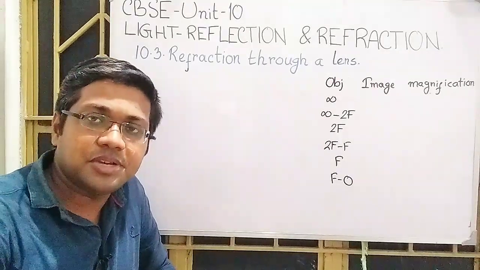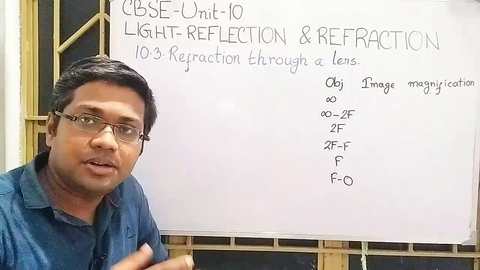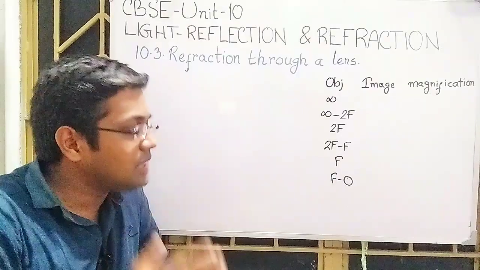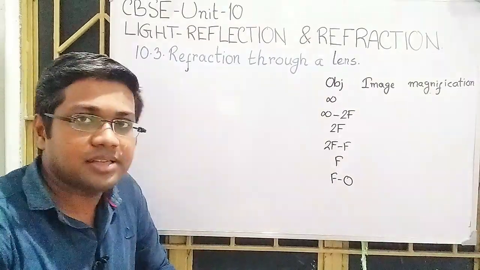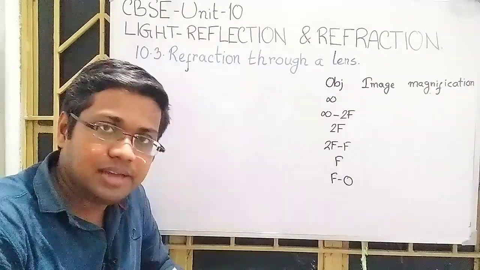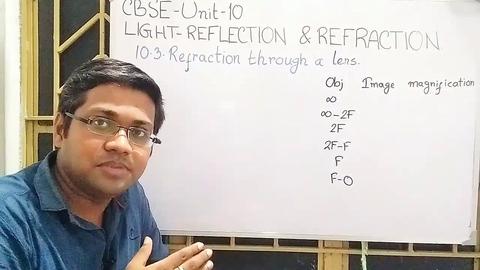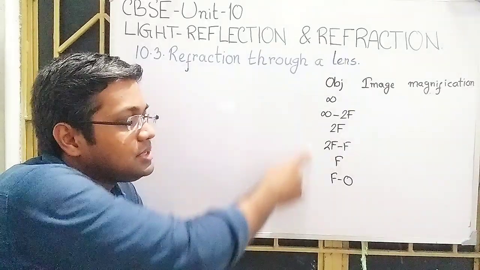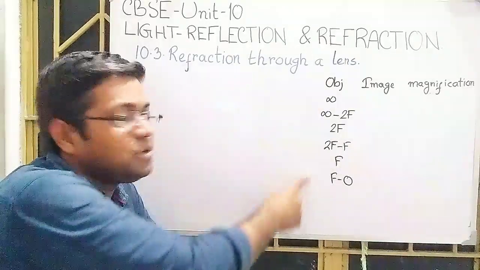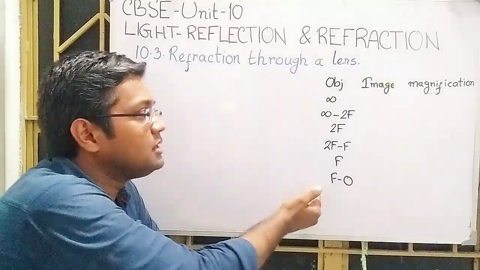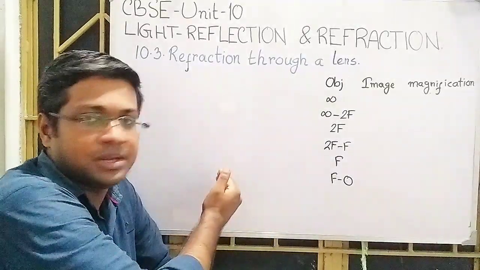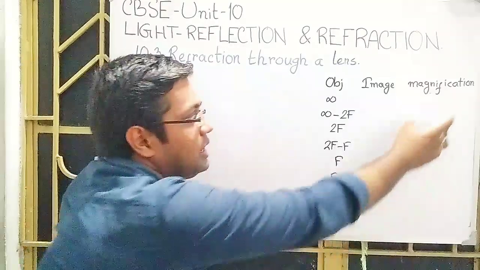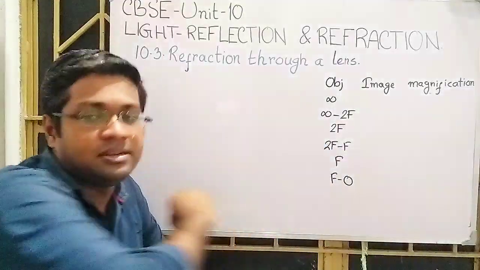In the previous lecture we discussed the rules of drawing the images. Here I am discussing the case of the convex lens. In the convex lens I divide the principal axis on the object side into these 6 sections. I have written down these 6 sections as the object positions. Where should I place the object and where do we get the image, we write down here, and what is the magnification, we write down in the third column.